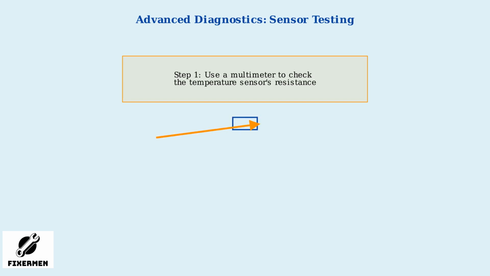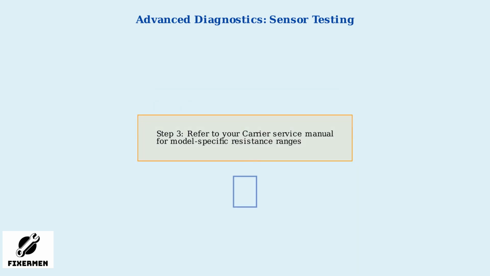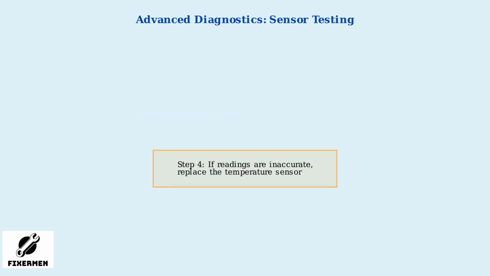Here's a tutorial guide showing how to test a thermistor with a digital multimeter. Notice the multimeter connected to the thermistor for resistance measurement. At room temperature, a typical thermistor should show resistance between 10,000 and 50,000 ohms. This is the standard range for most Carrier units. Always check your Carrier service manual for the exact resistance specifications for your specific model, as ranges can vary. If the multimeter readings fall outside the specified range, the sensor is faulty and needs to be replaced to resolve the P2 error. Remember, temperature sensors are crucial components in HVAC systems, helping prevent compressor overheating, as shown in this system diagram.